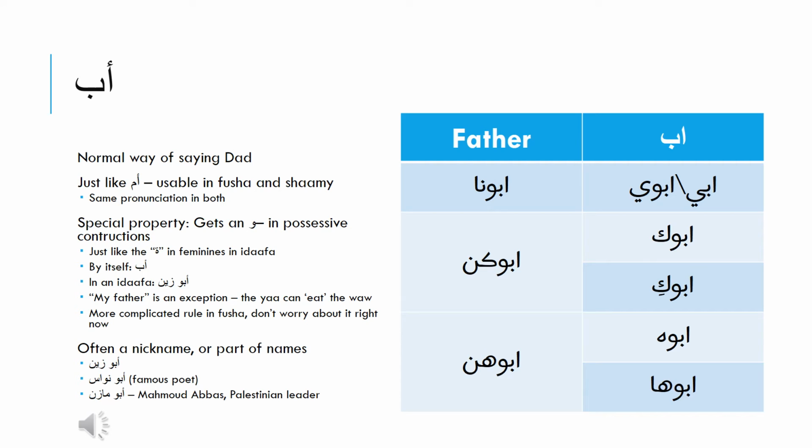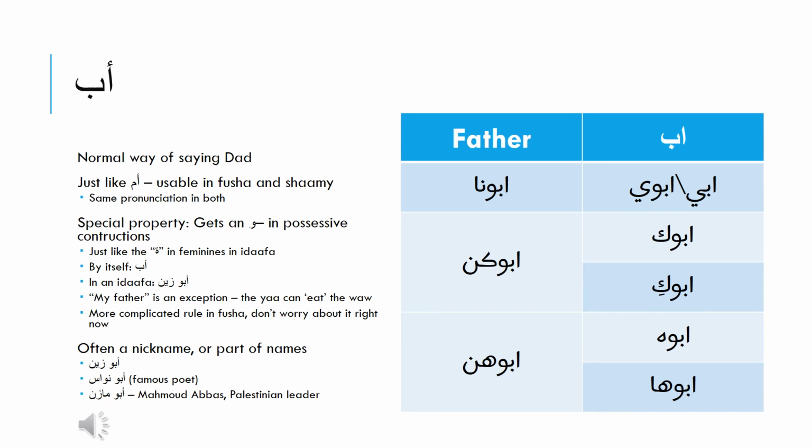Now, there's a more complicated rule for all of these things in Fusha, but you just can't worry about that right now, so we won't. Notice that the word eb is often a part of a name or a nickname called a kunya in Arabic. So Abu Zain would be my nickname. Abu Nawas is the nickname of a very famous poet. He has a formal name, but very few people know it. They mostly know his name, Abu Nawas. The same is true for Mahmoud Abbas, who's a Palestinian leader. He goes by Abu Mazen, even in pretty formal contexts like a newspaper headline.